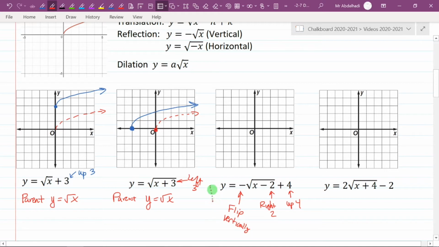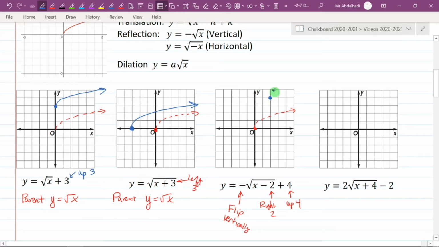So let's go ahead and draw the parent function first. So we know the parent function is this right here. That's your starting function, and it starts at the origin, right? There's your starting point. And what are we going to do with that? Well, we're going to go up 4. So from here, up 1, 2, 3, 4. So now we're here, but I'm not going to draw anything yet. Then we're going to go to the right 2. So 1, 2, and that's my new starting point. So draw your starting point.